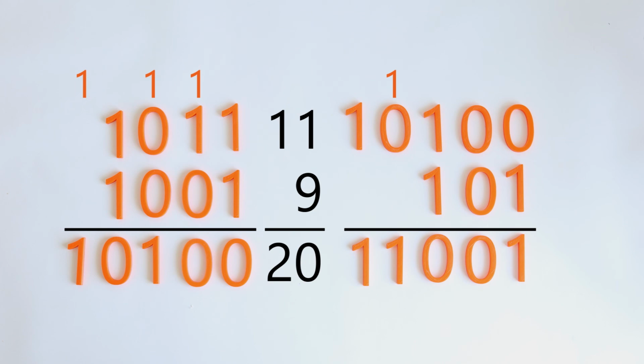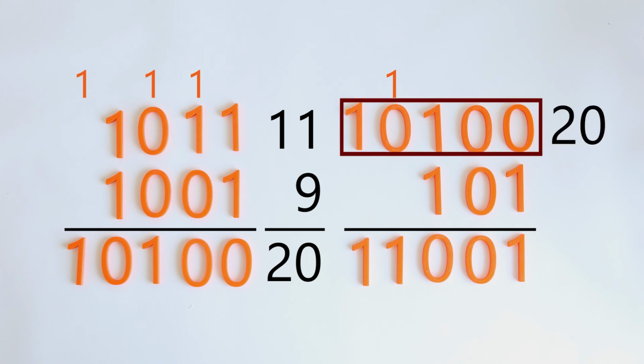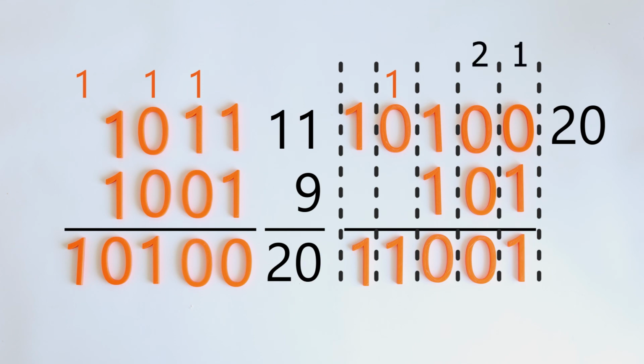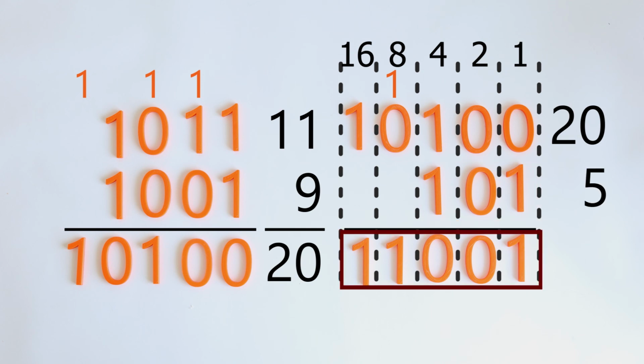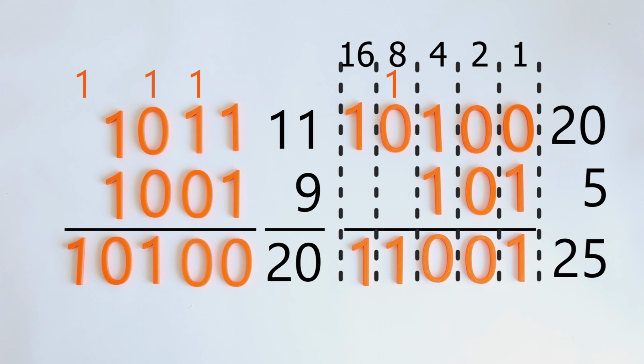Moving on to part 2, we now know we already have 20 as our top number. Let's add in the columns and the column values, 1, 2, 4, 8 and 16. The second number has a 1 in the 4s and the 1s column, and 4 plus 1 gives us 5. And our answer has a 1 in the 16s, the 8s and the 1s column, so 16 plus 8 plus 1 gives us 25. 20 plus 5 is 25, so we know the answer is correct.